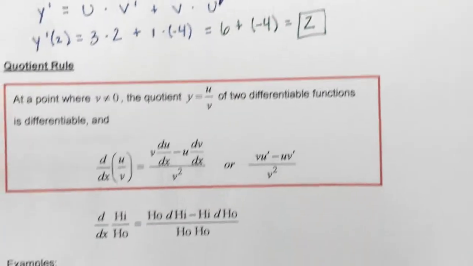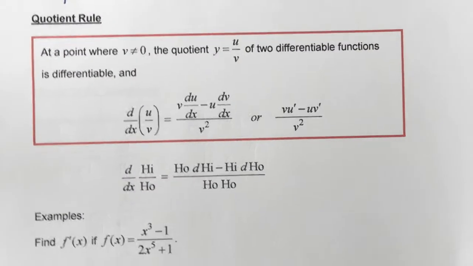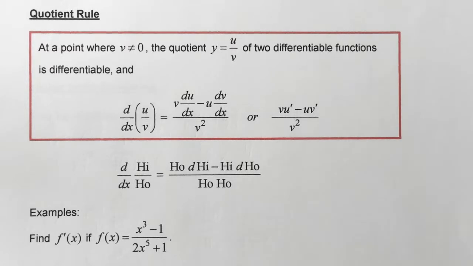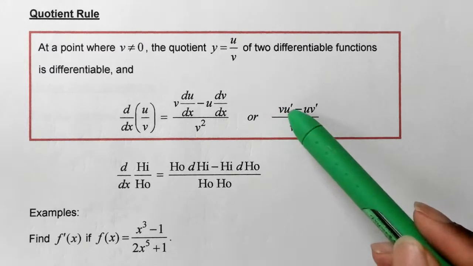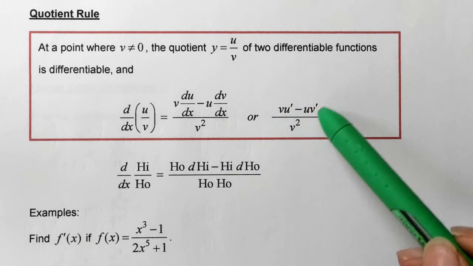So now let's talk about the quotient rule. So the quotient rule is also similar to the product rule in the sense that we have to break down the numerator and the denominator into u and v so that we can use this rule. So at a point where v does not equal 0, the quotient y equals u over v of two differentiable functions is differentiable, and d dx of u over v is equal to v times the derivative of u minus u times the derivative of v all over v squared. Or another way to think about it is v u prime minus u v prime over v squared.